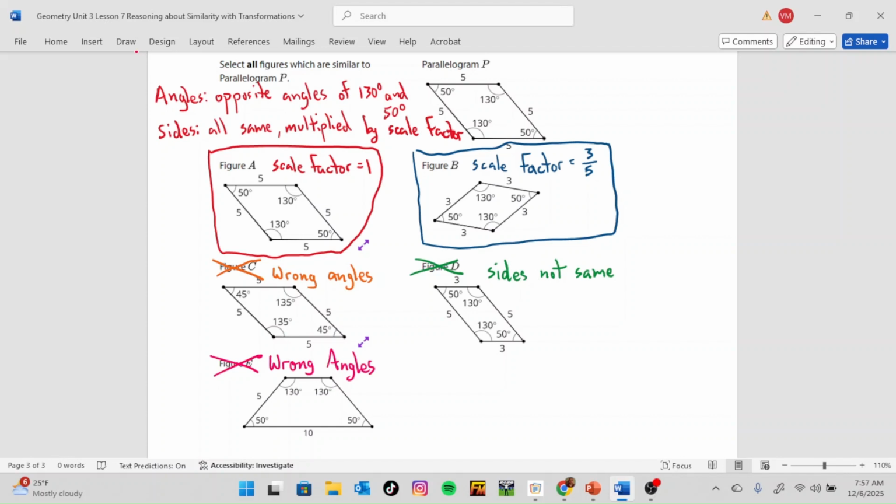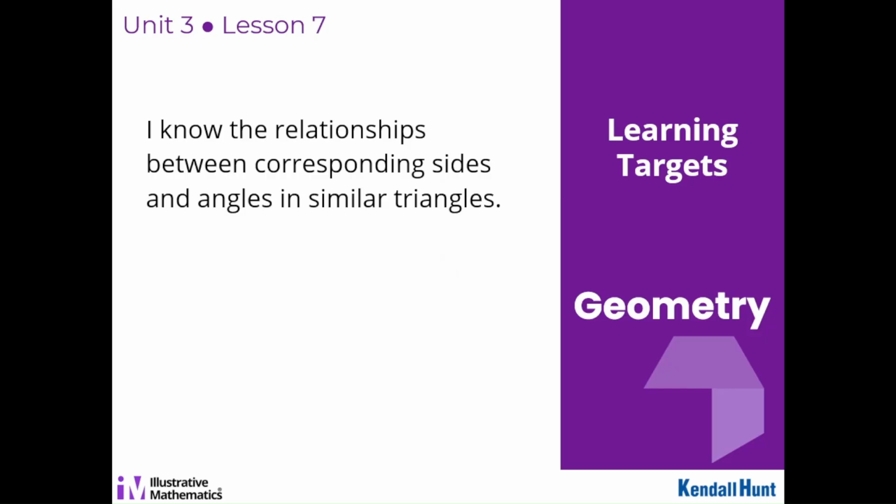Now let's go review our learning targets before we finish up this video. So we had one learning target here in Unit 3, Lesson 7, and that was for you to know the relationships between corresponding sides and angles in similar triangles.